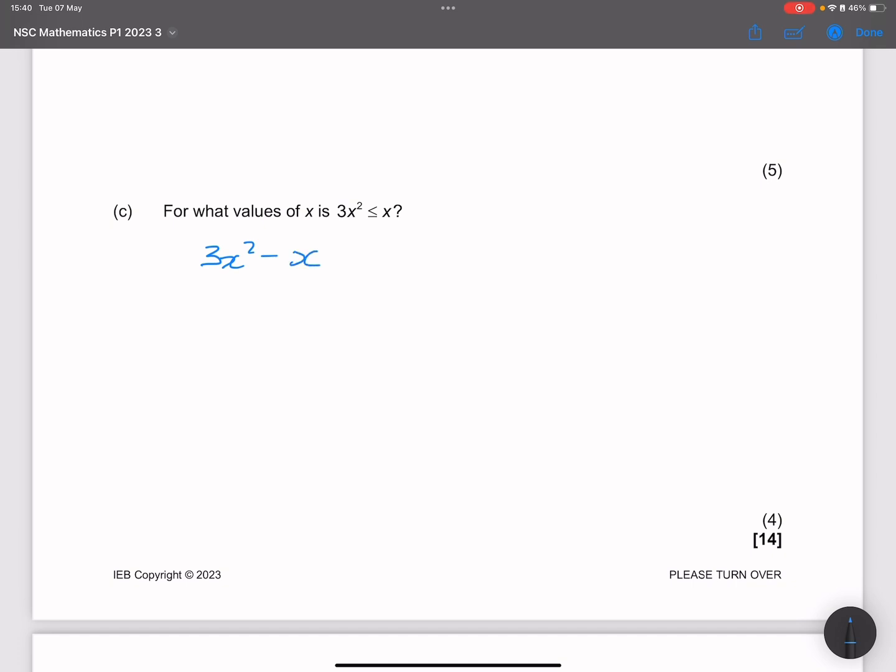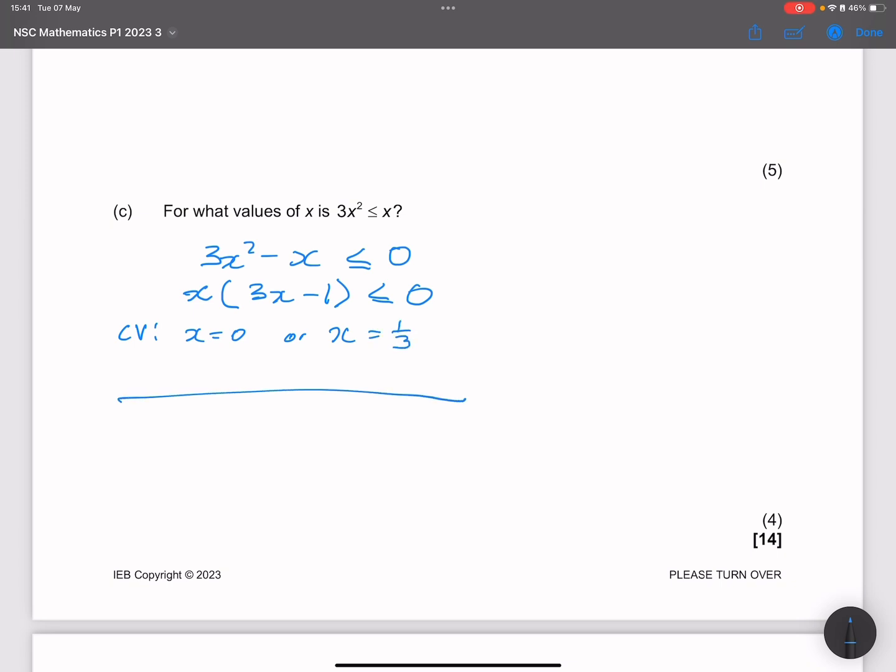So I'm going to bring the x to the other side: 3x squared minus x less than or equal to 0. If we take out x as a common factor, we've got x(3x minus 1) less than or equal to 0. Now you'll note the critical values, in this case, would be x is equal to 0 if we were solving, and another one, x is equal to 1 over 3. So we've got two critical values, x equals 0 or x equals 1 over 3.